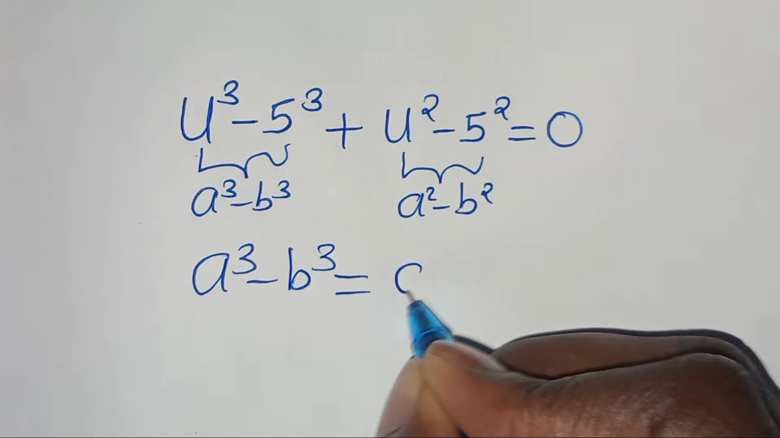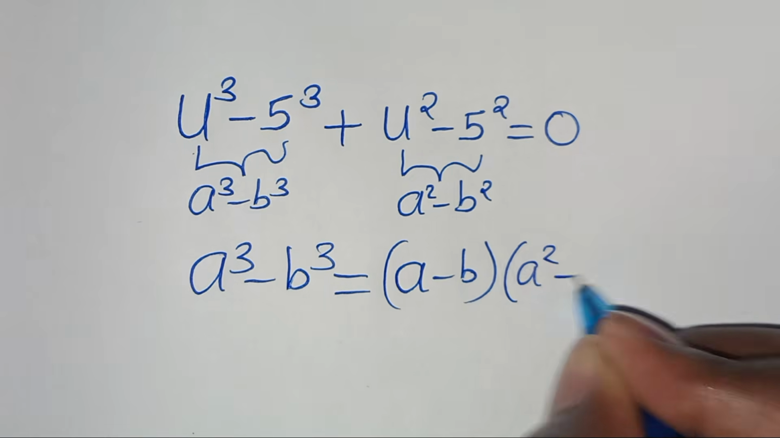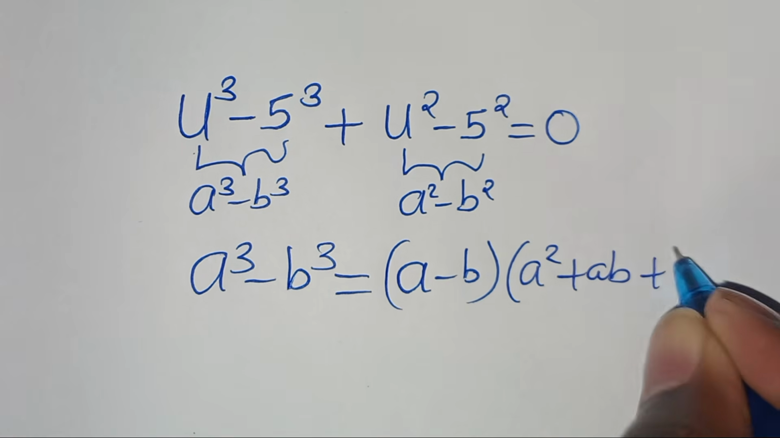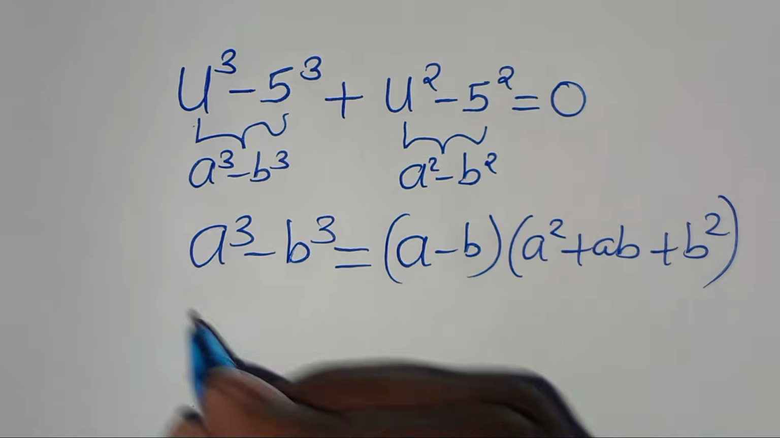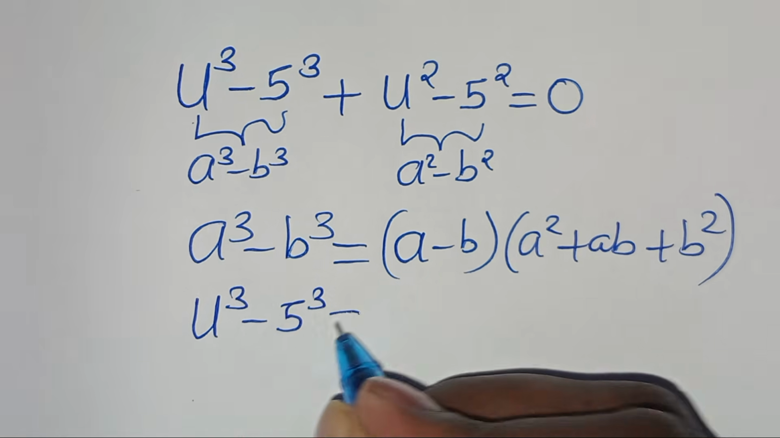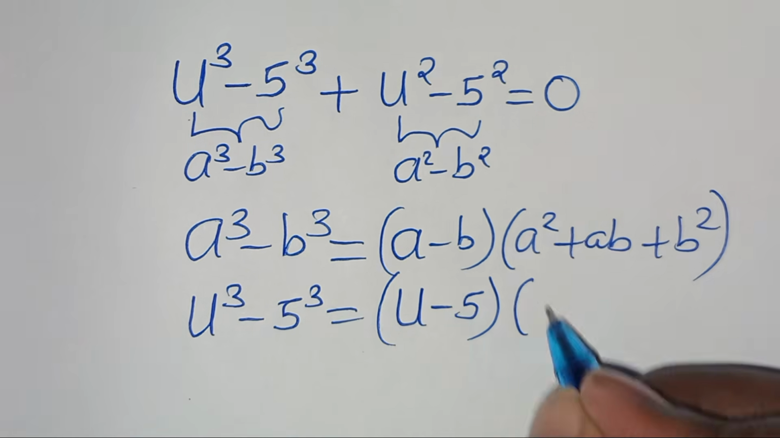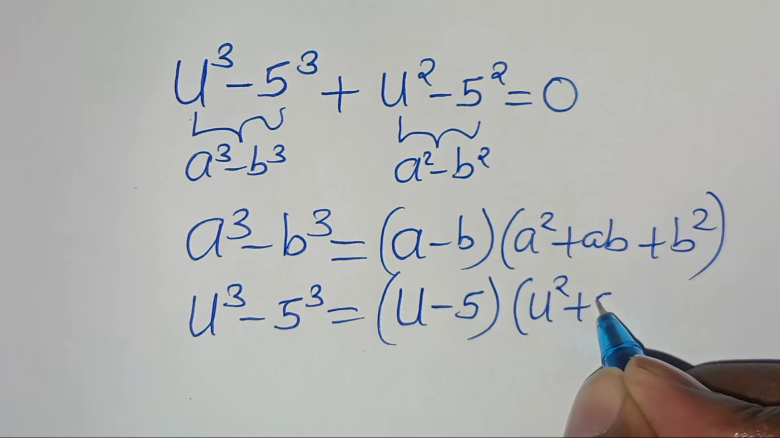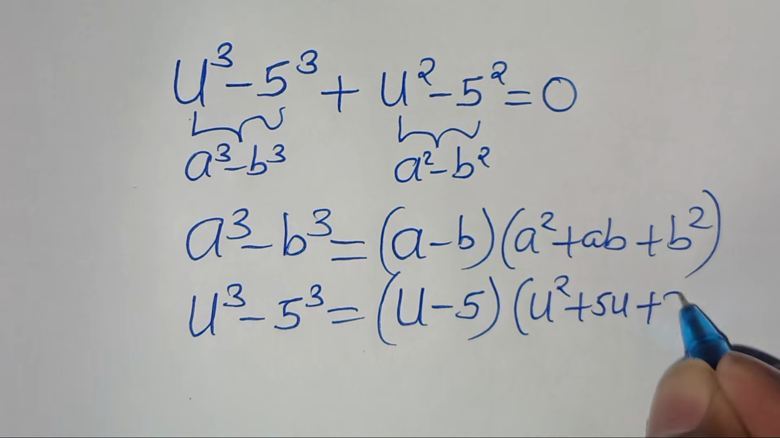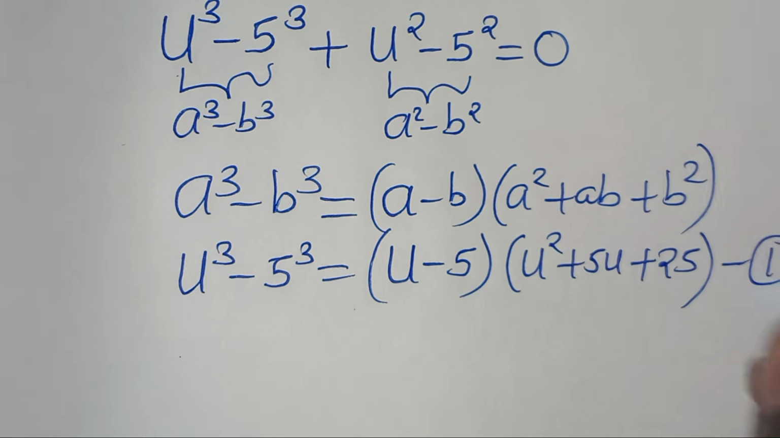Now we have a to the power of 3 minus b to the power of 3. This is the same thing as a subtract b, times a to the power of 2 plus a times b plus b to the power of 2. So u to the power of 3 minus 5 to the power of 3 is the same thing as u subtract 5, times u squared plus 5u plus 5 squared, which is 25. Let's call this the first part.